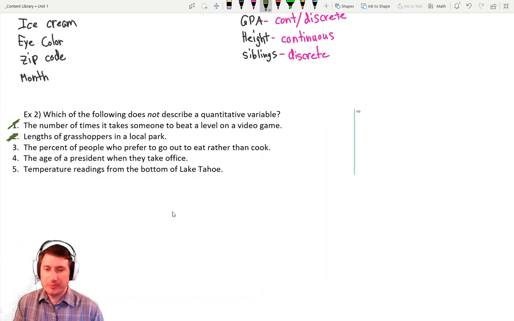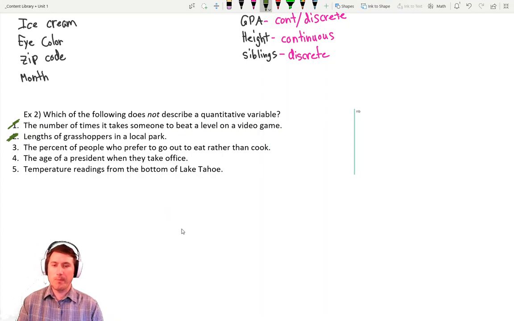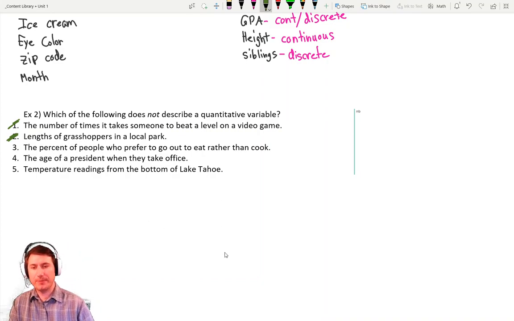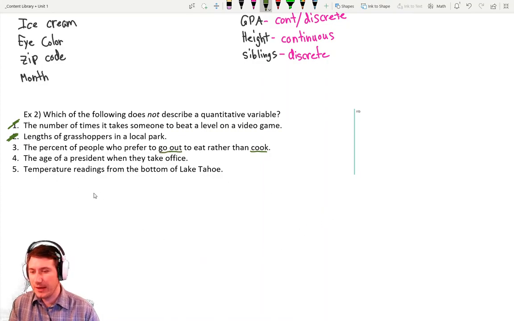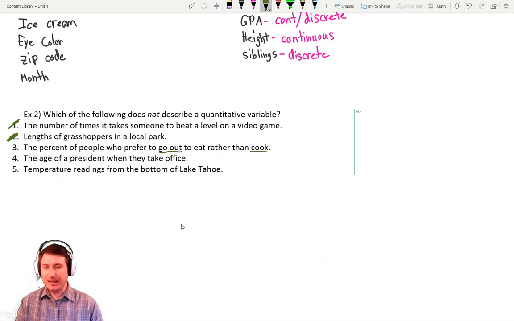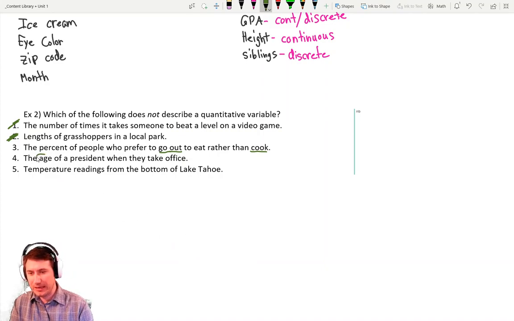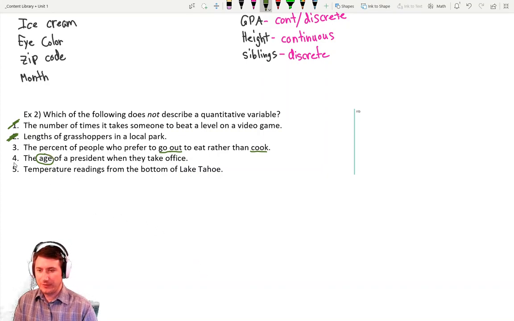The percent of people who prefer to go out to eat rather than cook. The percent of people. Percents certainly look like numbers, don't they? But eating out and cooking. Let's see. Let's keep going. Let's leave that one alone for a second. The age of a president when they take office. All right, so how old they are, the age is definitely a number. So that's definitely quantitative.